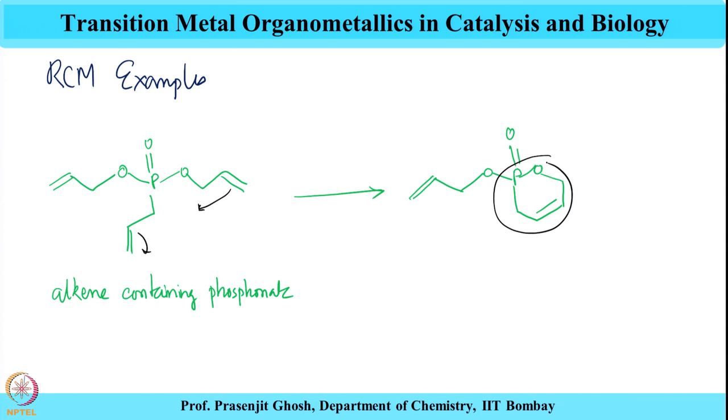And the other possibility of metathesis with a PO bond, as is shown over here, leading to the product, this is not observed. So, what we see is that there exists a selectivity in undergoing ring closing metathesis with a carbon-carbon bond as opposed to undergoing with a PO bond.